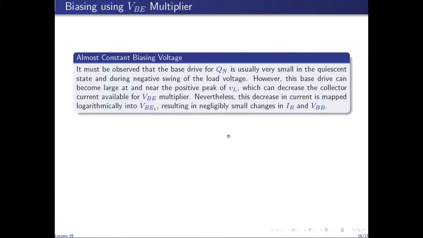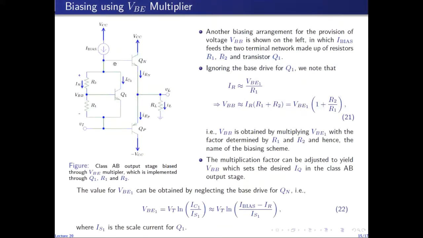So if we assume that the base drive is not negligible anymore, then we need to include this in this equation, which means that when we include the base drive of Qn, then IC1 will be I bias minus the base drive of Qn minus IR. So there'll be an additional factor of minus IBN. So this will further reduce IC1. So if you ignore IBN, then we'll have an overestimate of IC1.